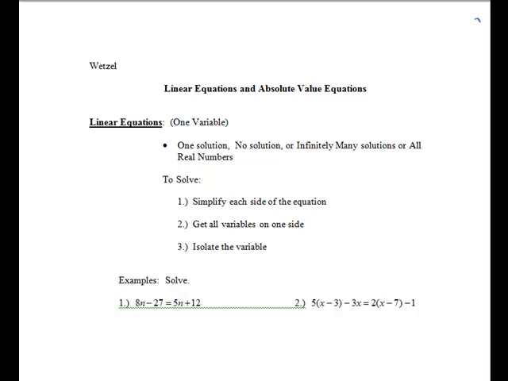These types of equations, linear equations with one variable, most of the time will simply have one solution, but it is possible for them to have no solution or infinitely many solutions. To solve a linear equation with one variable, we begin by simplifying each side of the equation. We get all the variables that we're solving for on one side, preferably the left-hand side, and then we isolate the variable, or solve for the variable, by basically using the order of operations backwards. We get rid of any addition or subtraction, and then any multiplication and division.